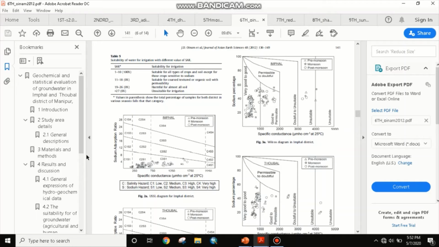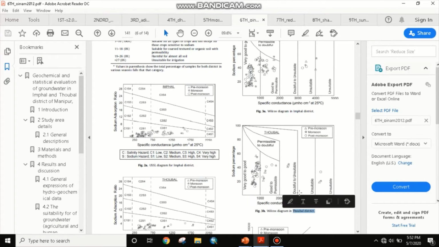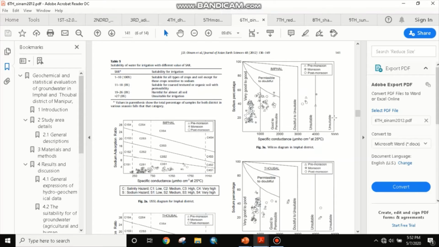So if you see here, this is the Wilcox diagram of Imphal district. This is the Wilcox diagram in Thoubal district. So if you see here, in Imphal district, most of the groundwater samples are located over here, very good to good and good to permissible, and some of the permissible to doubtful. Very less is present over in the unsuitable area. So they have collected in different seasons, and they have shown pre-monsoon, monsoon and post-monsoon they have collected in each district. So here we can see the symbols. According to that symbol we can see over here.